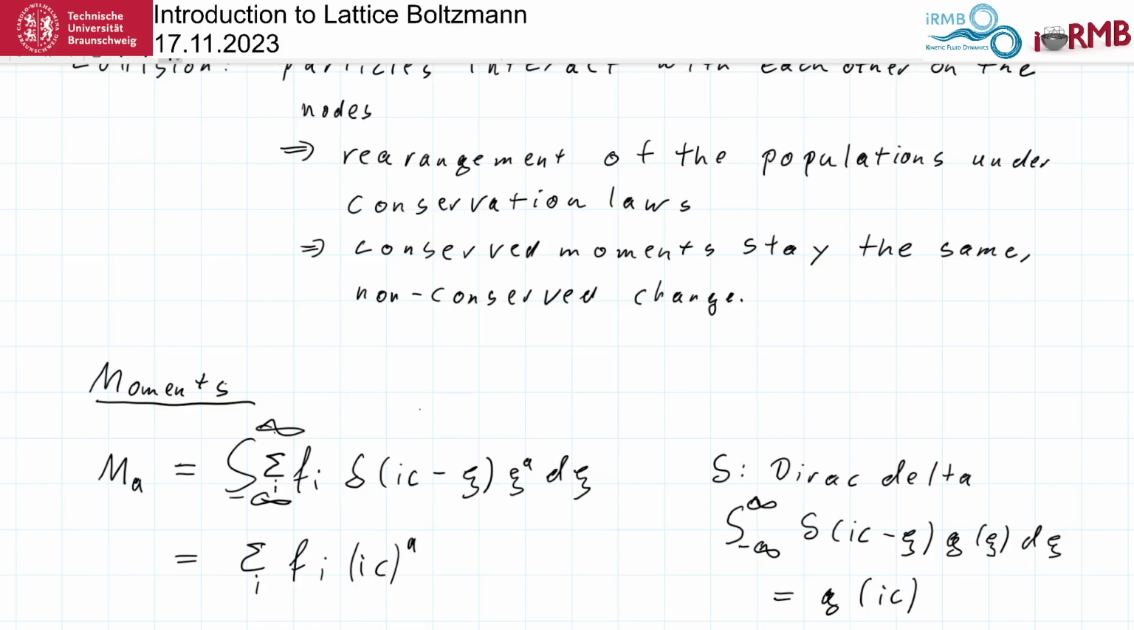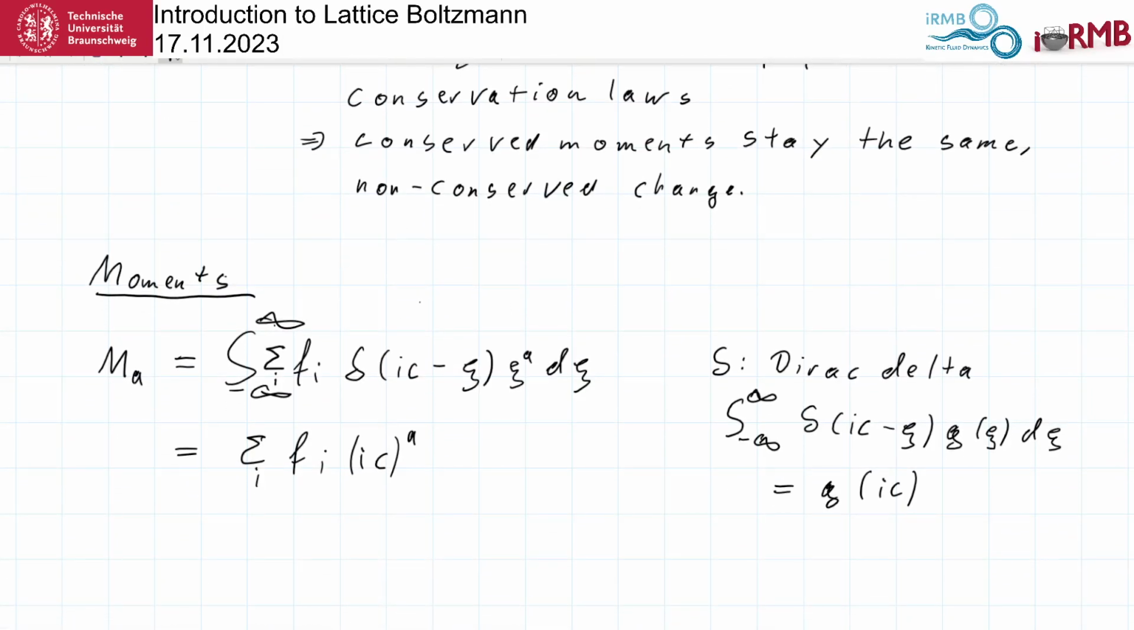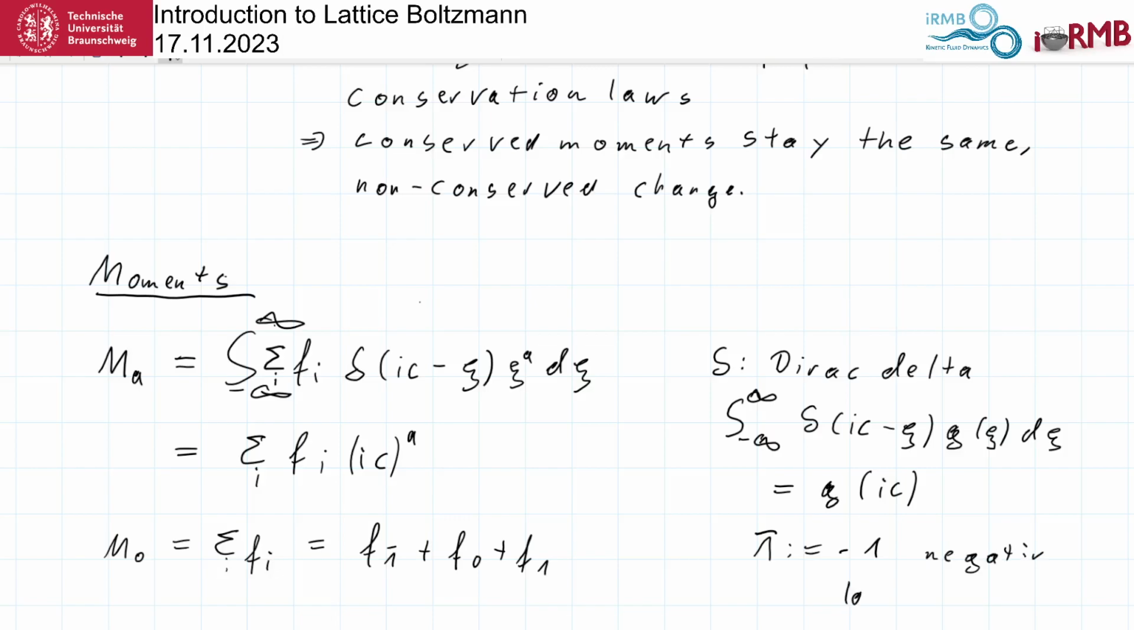And because we have only 3 of them, we can actually write now all of them down. So for example, we start with M_0. Then the sum over f_i, so to the power of 0 will be 1. All of them will be 1. So this is why it's just f_i. And so these are the 3 of them: f_-1 plus f_0 plus f_1. And this minus 1, this is the way we write this. This is the negative lattice direction.